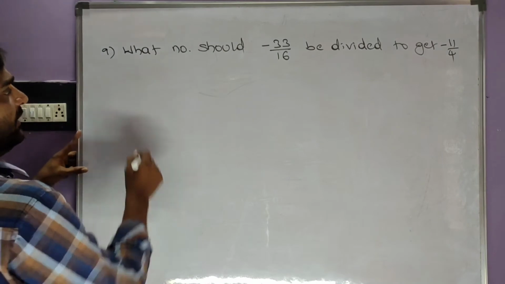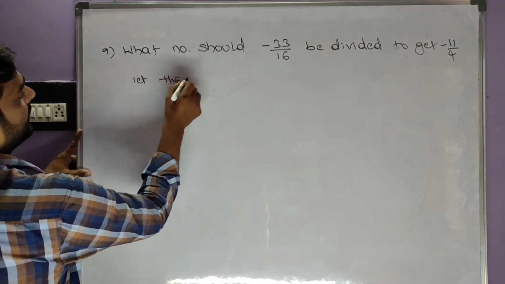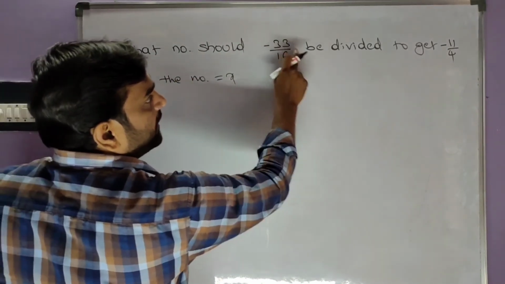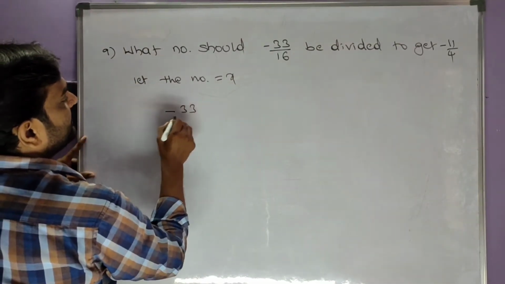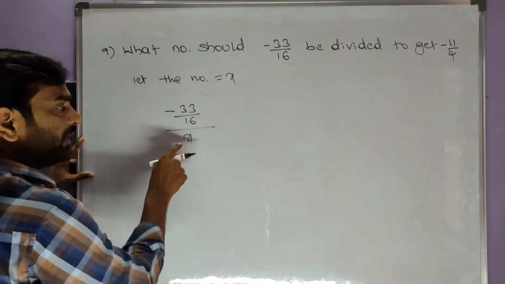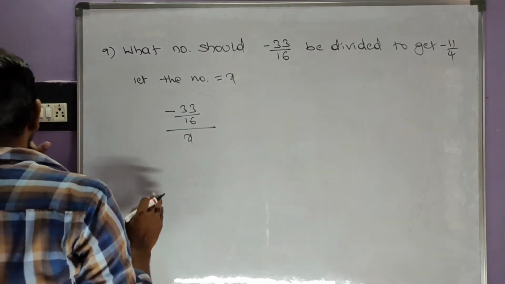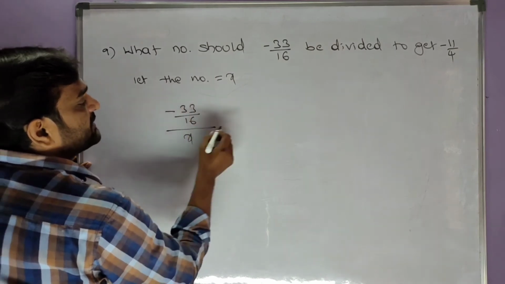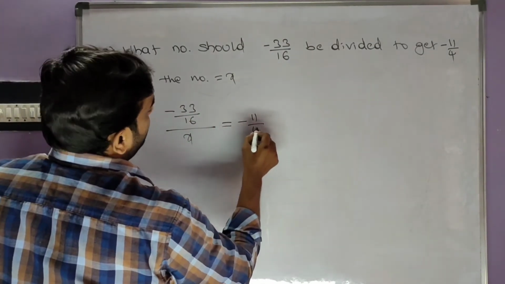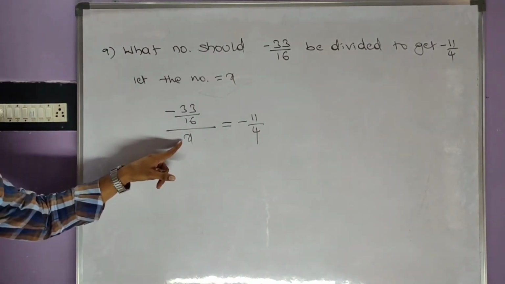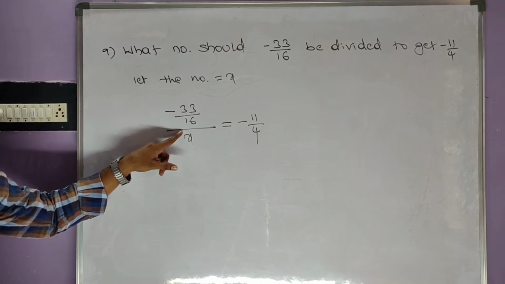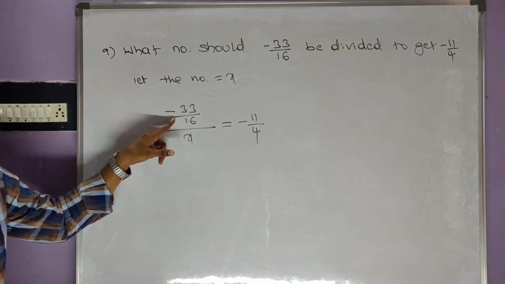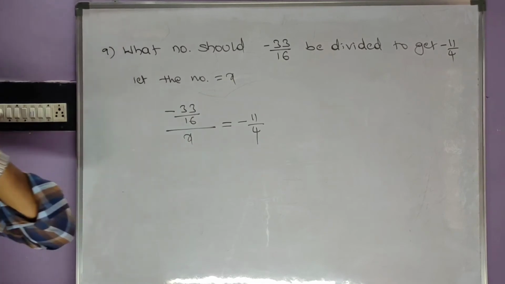Here we can write, let the number be x. What number x should divide minus 33 by 16 to get minus 11 by 4? That is, minus 33 by 16 divided by x.